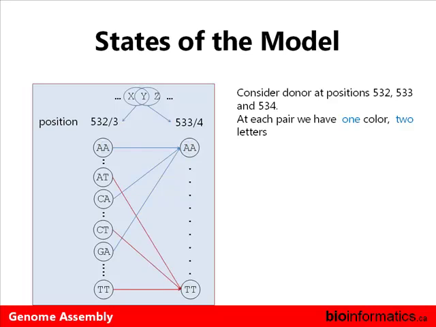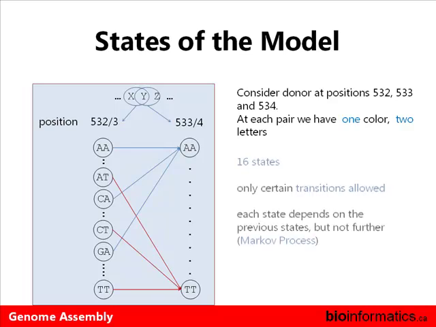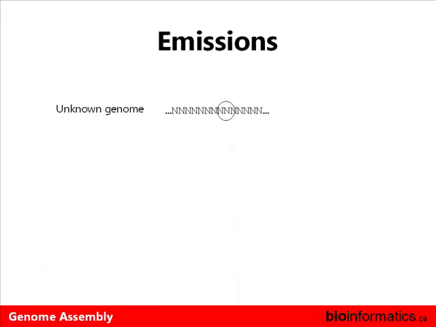So similarly, anything which ended with a T can go to a TT or to TA, to a TC, and so on. So this, if you're familiar with hidden Markov models, is a hidden Markov model. If you're not, don't worry about it.